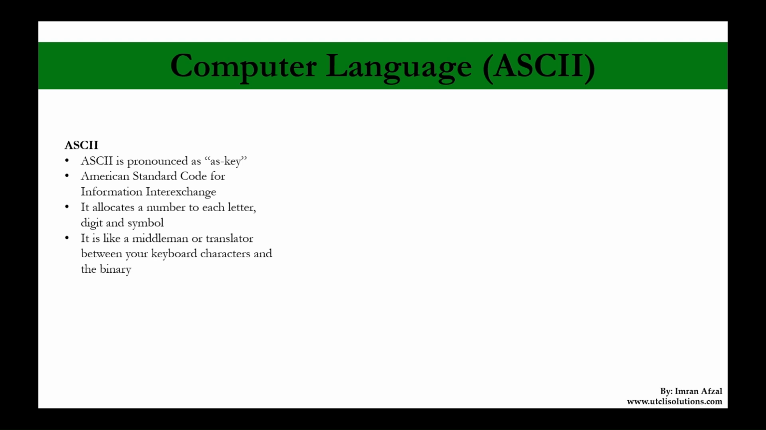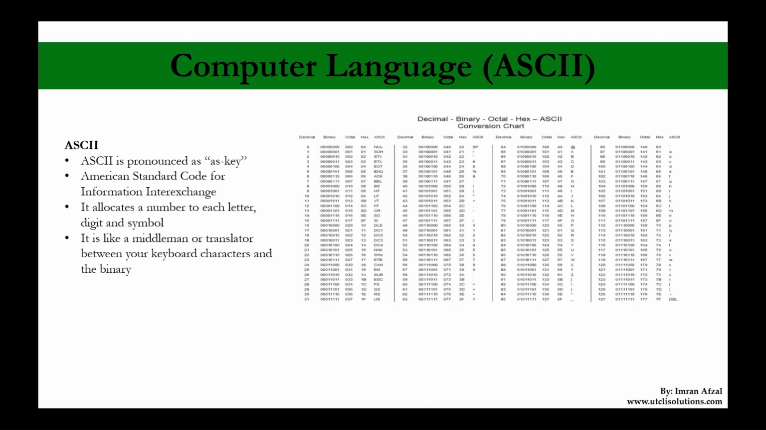So they were sitting there, and they said, you know what? There are so many computers that we were building back in the 1960s, and they communicate in different ways. We need to come up with a standard, and they came up with one. They said we will assign a number to each character, and then that number will be translated into binary. So let's look at this chart. You will see the columns: decimal, binary, octal, hex, and ASCII.